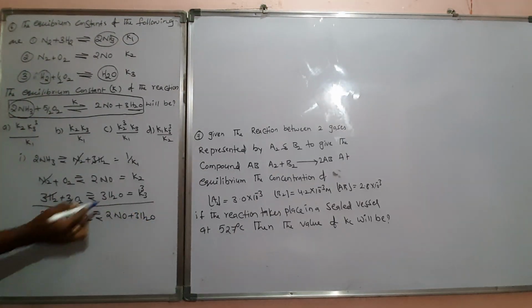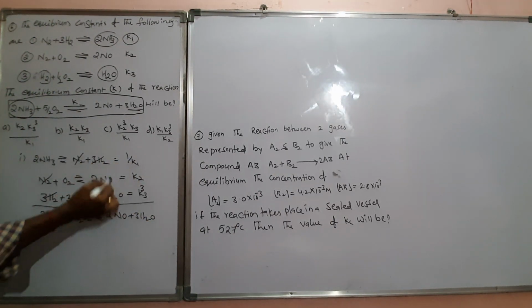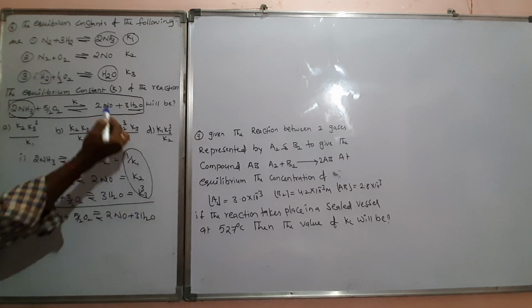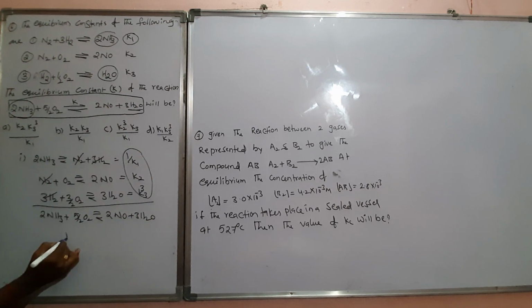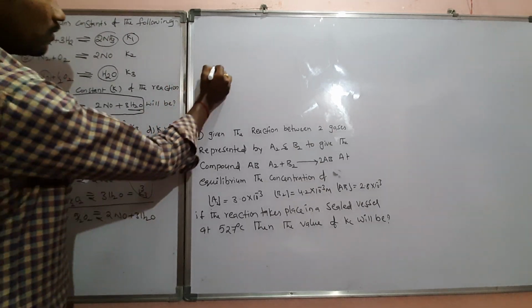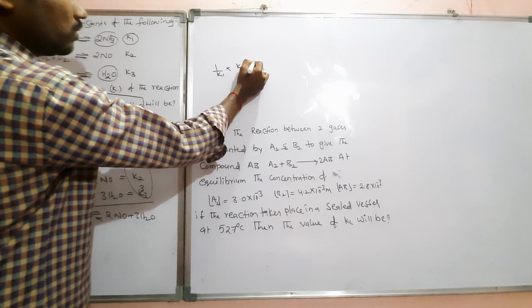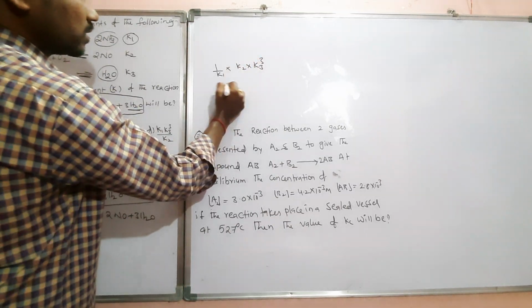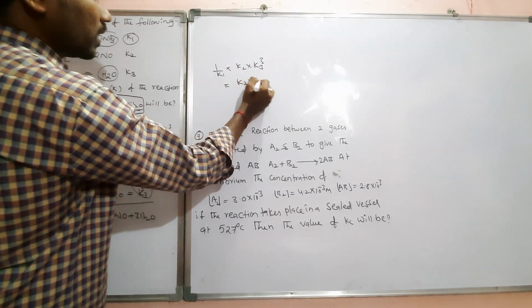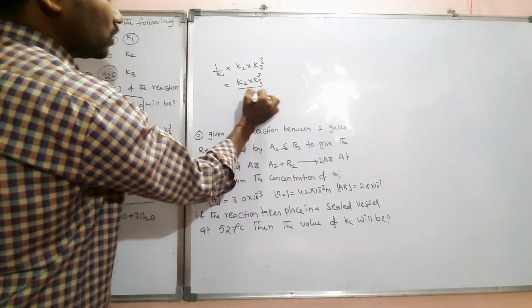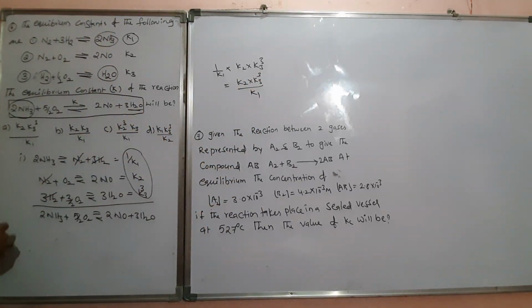So I told you, when we are adding equations, their equilibrium constants we have to multiply. Then K, 1 by K1, here I am writing, so 1 by K1 into K2 into K3 to the power of 3. Simply K2 into K3 to the power of 3 is equal to K1. So which option is there? K2 into K3 to the power of 3 means this option is right.